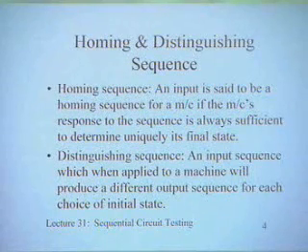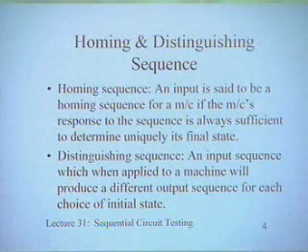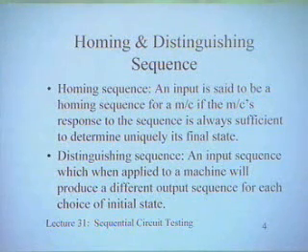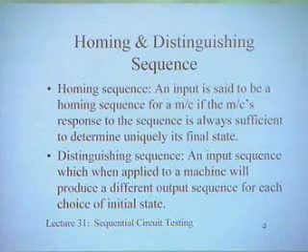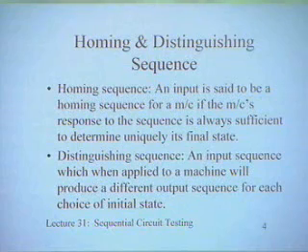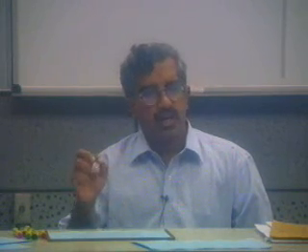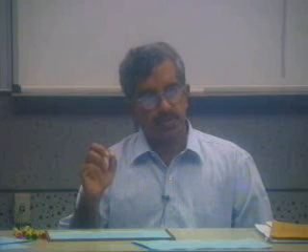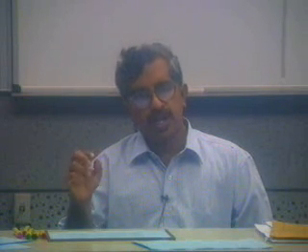An input sequence is said to be a homing sequence for a machine if the machine's response to the sequence is always sufficient to determine uniquely its final state. I apply it. Basically, I look at a machine that can start from any state; the machine can presently be in any state. I have a specific pattern of input and I apply that input sequence. What I am allowed to do is only monitor the outputs. By looking at the outputs, I can be sure that the machine has reached a particular finite state.